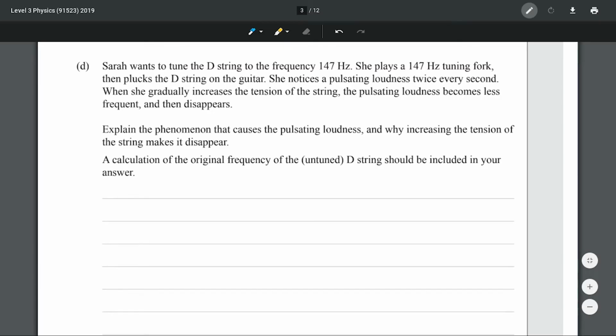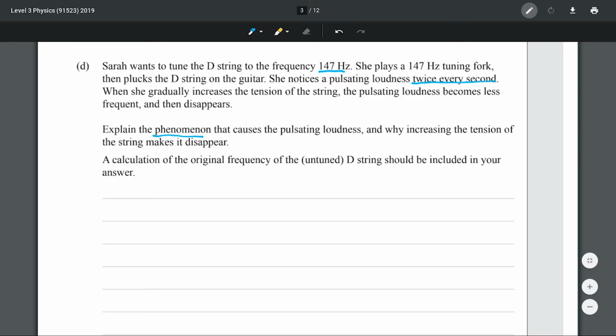Sarah wants to tune the D string to the frequency 147 Hz. She plays a 147 Hz tuning fork, then plucks the D string on the guitar. She notices a pulsating loudness twice every second. When she gradually increases the tension of the string, the pulsating loudness becomes less frequent and then disappears. Explain the phenomenon, which is beating, that causes the pulsating loudness, and why the increasing tension of the string makes it disappear. A calculation of the original frequency of the untuned D string should be included in your answer.